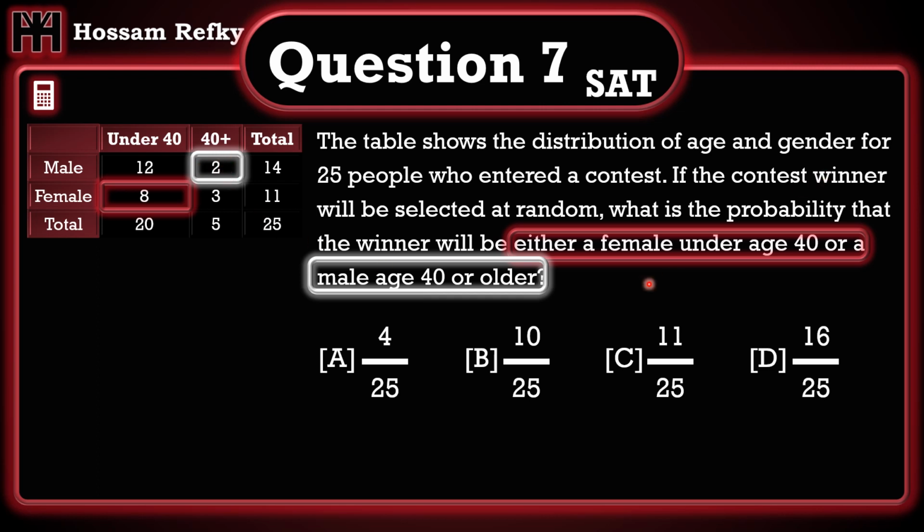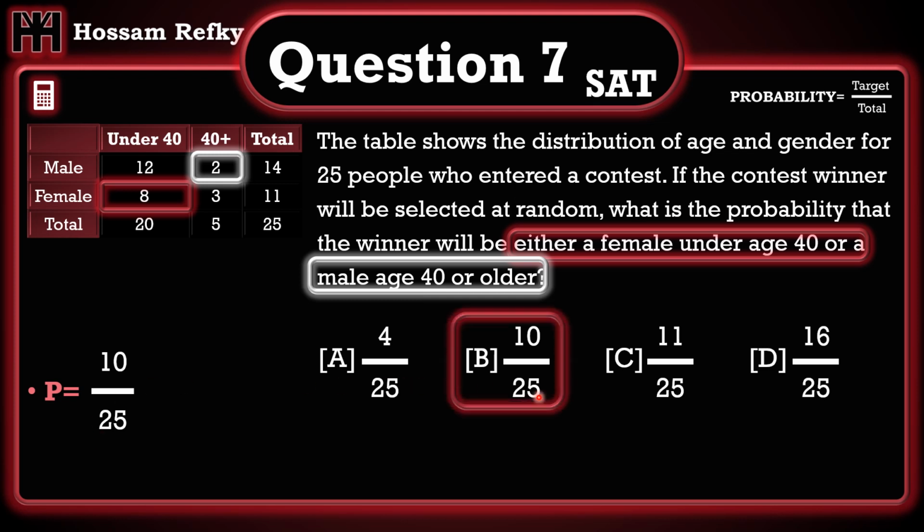Okay, so remember the rule here. It's the target over the total. The target is both 8 or 2. So it's 8 plus 2 or 2 plus 8, which is 10, and the total is 25. It's the total here. Total of all contestants, 25. Okay, so it's 10 over 25. It's this one.